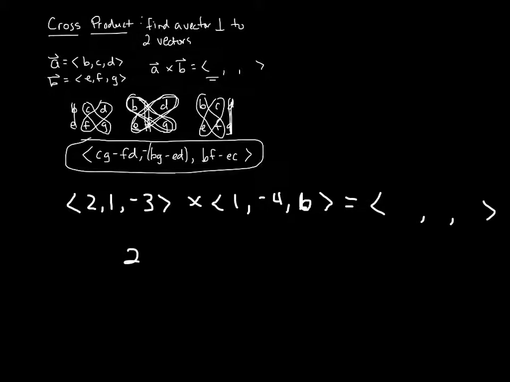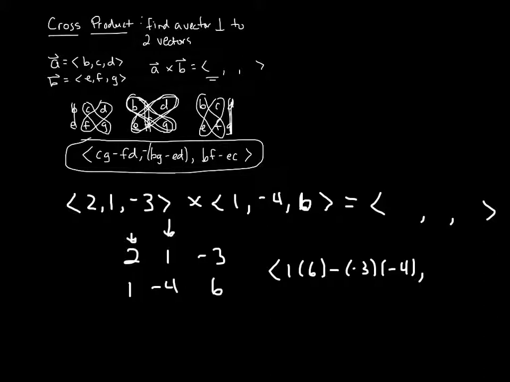I'm going to write down my vectors 2, 1, negative 3 and 1, negative 4, 6, and I'm going to cover up the first column with my finger, and I get 1 times 6, minus negative 3 times negative 4. Then I'm going to cover up the second column. Our second term is going to be the opposite of 2 times 6, which is 12, minus 1 times negative 3, which is negative 3. And then for our third term, we cover up the third column, so it's going to be 2 times negative 4, which is negative 8, and then we subtract 1 times 1, which is 1.